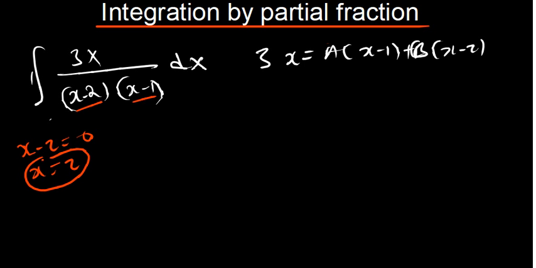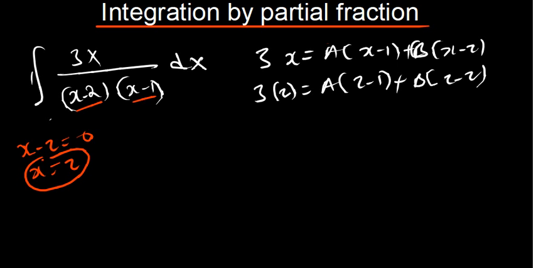So let's start. First we are going to plug in 2. So we are going to say x times 3, then here I put 2 where there is x. Here I'm going to put 2 minus 1, then plus, then here I've got b, then here I'm going to put 2 minus 2. So as you can see, this part here is going to give us 0.